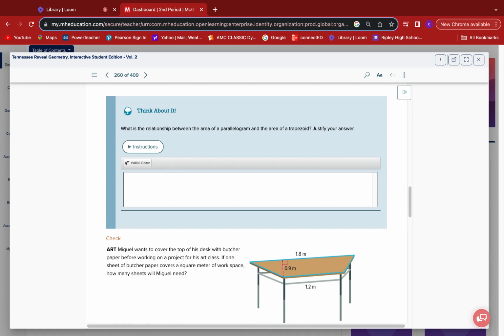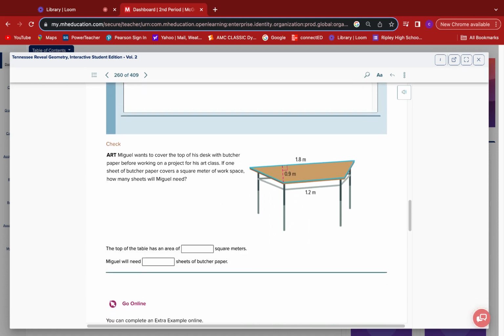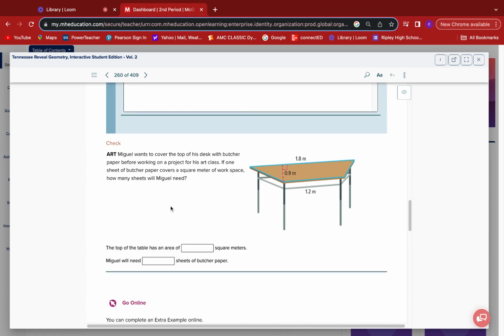Down at the bottom of page 631 is our check. And I'm assuming it's going to be very, very similar. Miguel wants to cover the top of a desk with butcher paper. I remember when we used to cover books with paper so that it would keep it nice and neat. That brings back some memories. I'm that old, everybody. If one sheet of butcher paper covers a square meter of workspace, how many sheets will Miguel need?